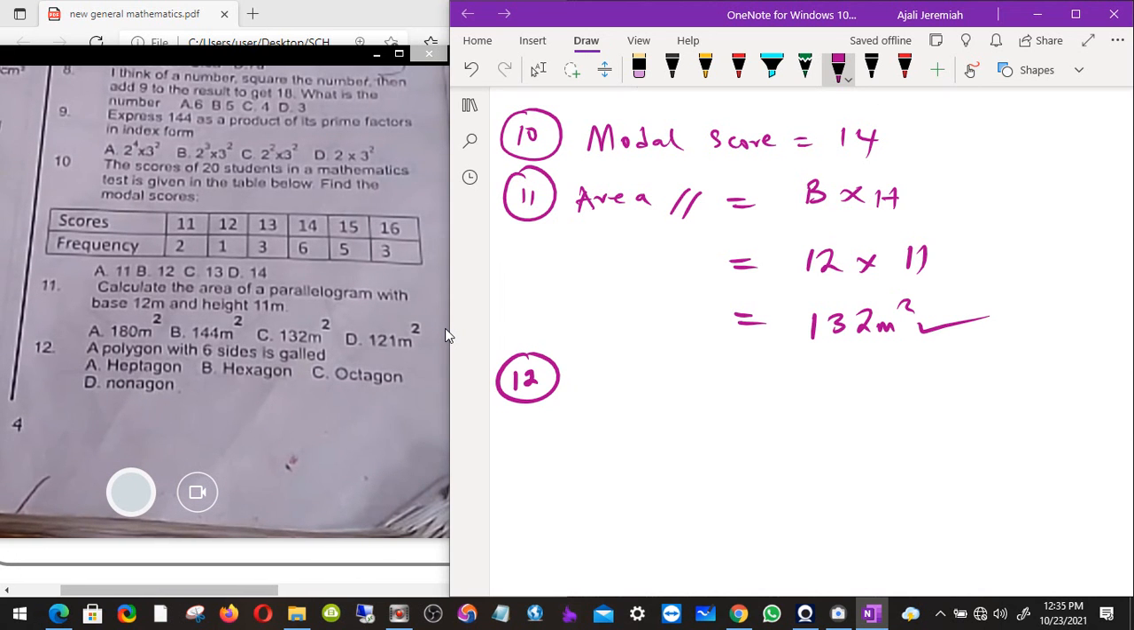Number 12. The polygon is a hexagon. A polygon with 6 sides is called a hexagon, right? Or a polygon with 14 sides is called what? Joshua, 14 sides? I didn't hear you. Tetradecagon, correct.